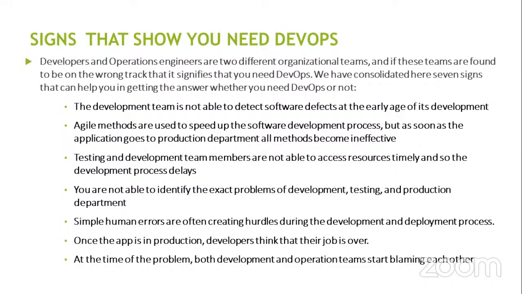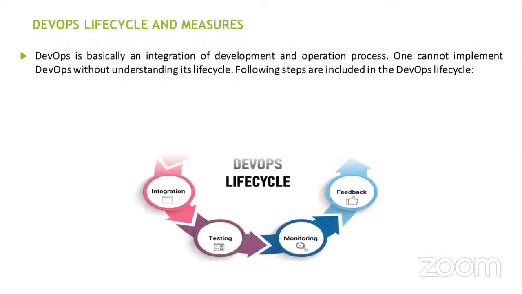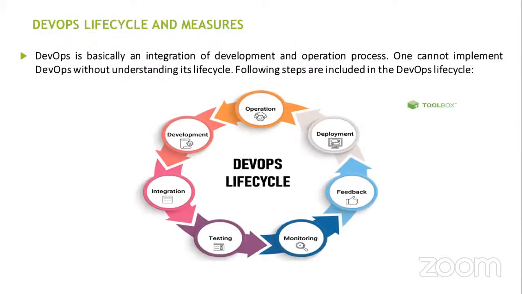So if all this is happening, that means we need DevOps to improve our process. Let's see the life cycle of DevOps. It's an integration of development and operations processes. One cannot implement DevOps without understanding its life cycle. If you see the life cycle, it starts with development, then it goes to integration.